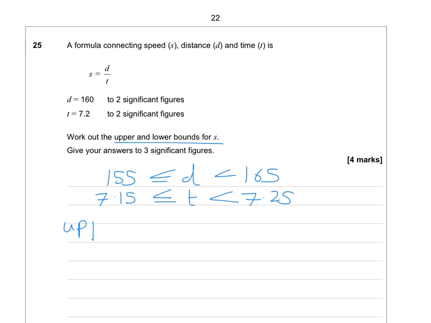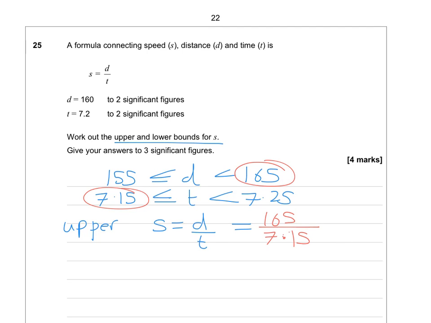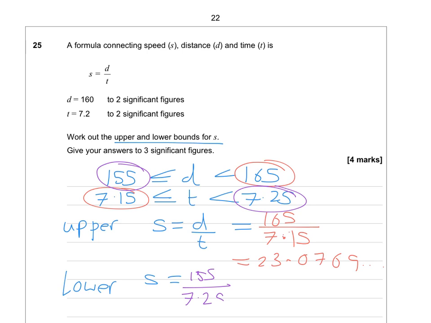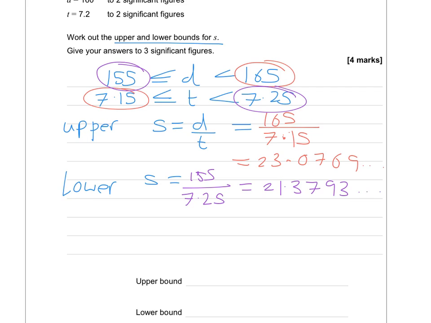Now, the upper and the lower bounds for s. To maximise s, we want the maximum value of d, 165, divided by the smallest possible value, 7.15, and this gives us 23.0769, etc. The lower value of s, we're going to get that by doing this calculation. The lower bound for d, which is 155, divided by the upper bound for t, 7.25, which gives us 21.3793, etc. So the upper bound for s is 23.1 to 1 decimal place, and the lower bound is 21.4, also to 1 decimal place.